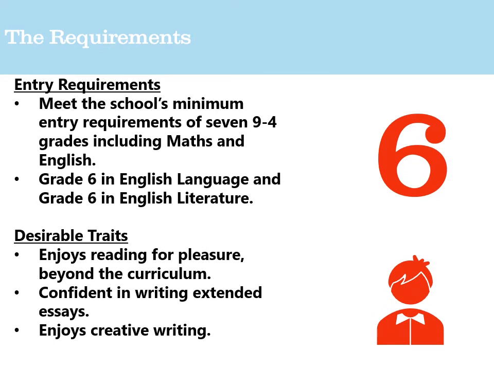To study English literature at A level, you need to meet the school's minimum entry requirements, which is 7 pass grades, and you also need to make sure that you get a grade 6 in your English literature and in your English language, so you need a grade 6 in both. And those desirable traits that we're really looking for is you must enjoy reading beyond the curriculum, you must enjoy reading for pleasure. That's part and parcel of the entire course. You have to have confidence in writing extended essays because that's how it's assessed at A level, and you should have a passion for creative writing as well and creating your own texts.